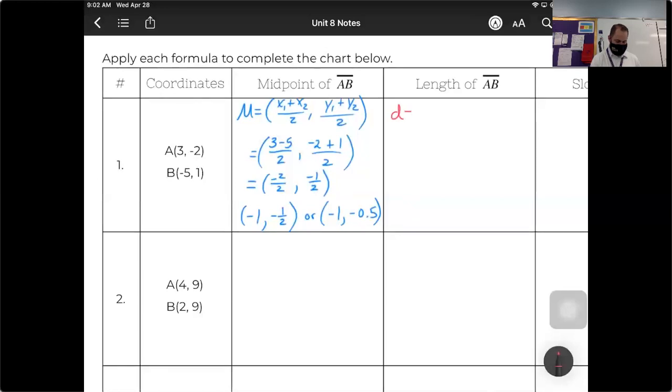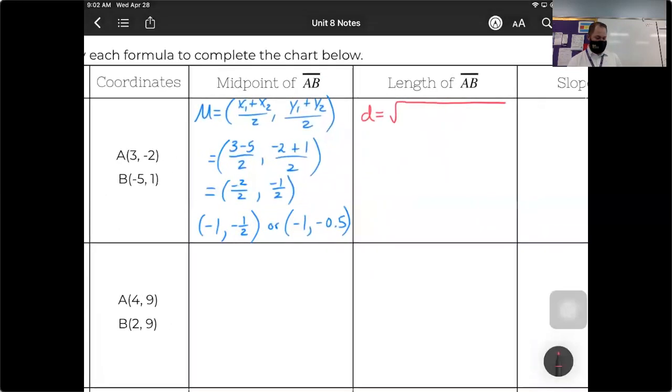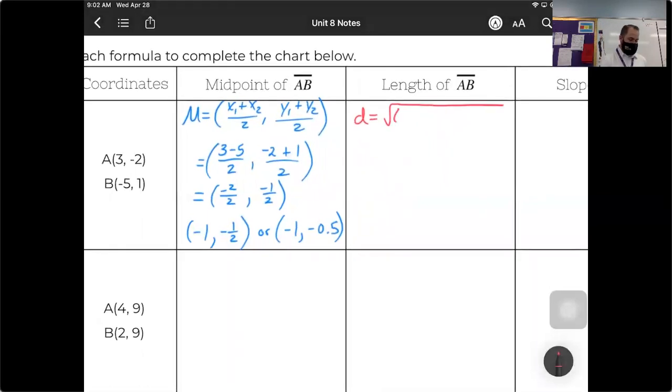Now we're going to use our distance formula to find length. Remember, distance is that long square root formula. For distance, we're going to subtract the x values, x2 minus x1 squared, and then subtract the y values and square it, y2 minus y1 squared, then add them and then take the square root.